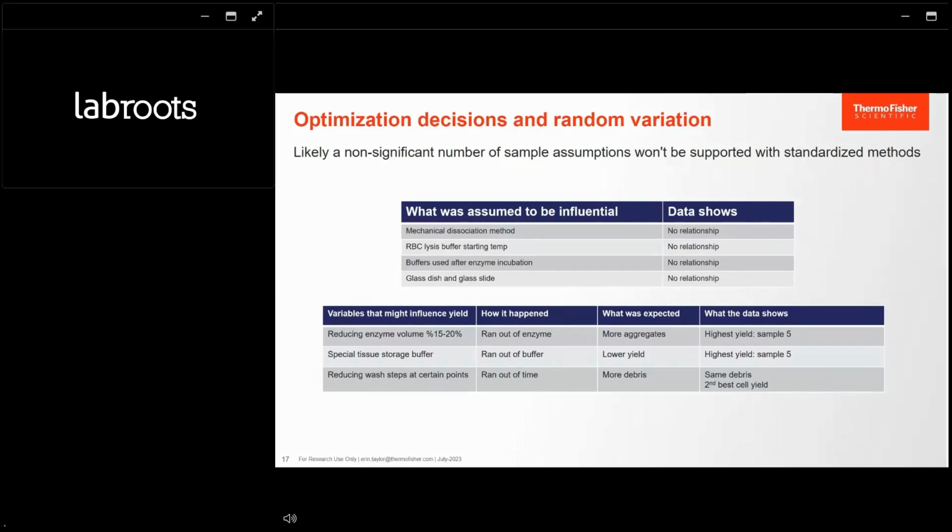In this same sample, I also did not receive my tissue in its extra special storage buffer that we make specifically for these protocols, and I truly believed improved viability.